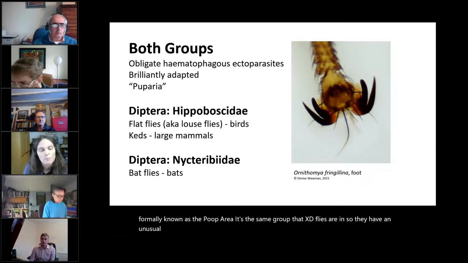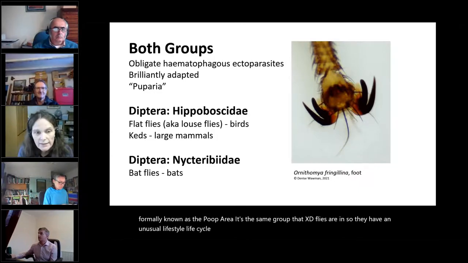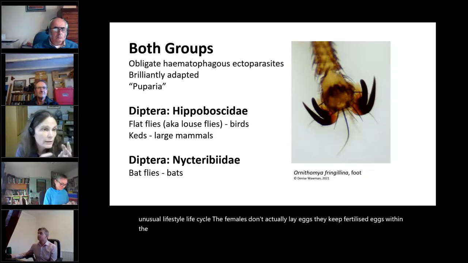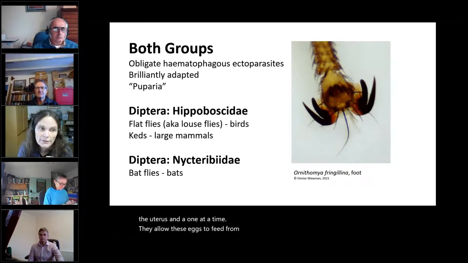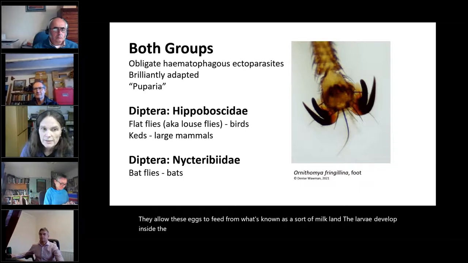life cycle. The females don't actually lay eggs. They keep fertilized eggs within the uterus, and one at a time they allow these eggs to feed from what's known as a sort of milk gland. The larvae develop inside the uterus up until the final instar, when they're released and they rapidly pupate, forming a puparia or puparium, sorry.